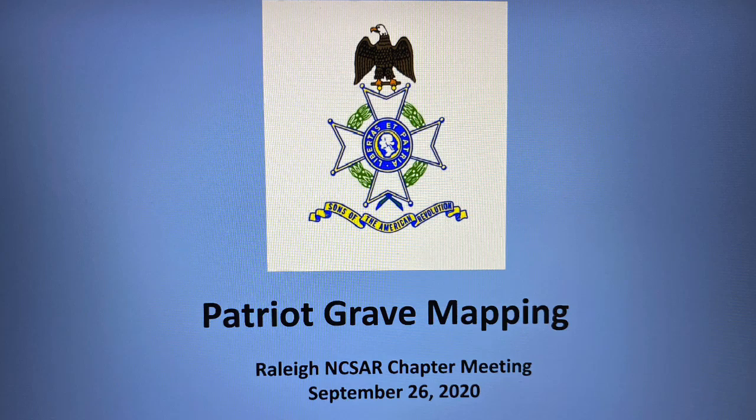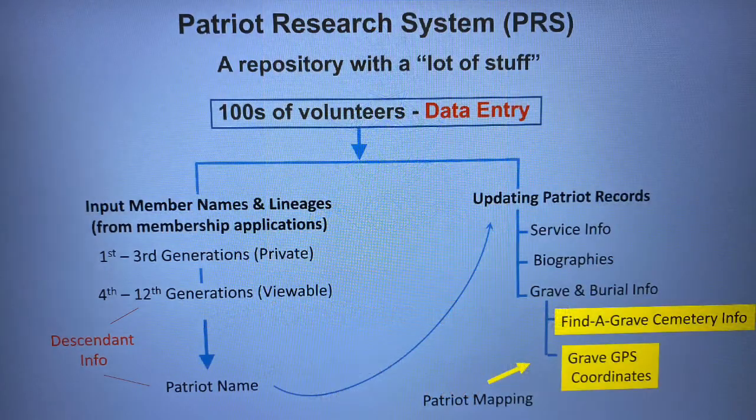This is a tutorial of the Patriot mapping feature of the Patriot Research System. The Patriot Research System is a huge database of information. Hundreds of volunteers are inputting data on a daily basis. This database includes member names and lineages and how those link to the Patriot ancestor.